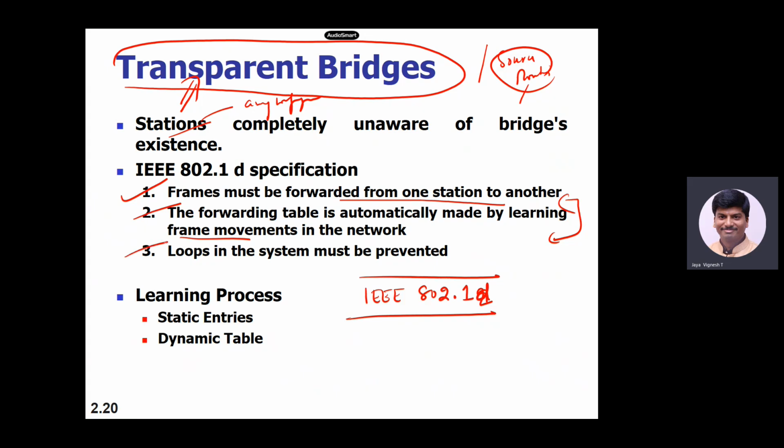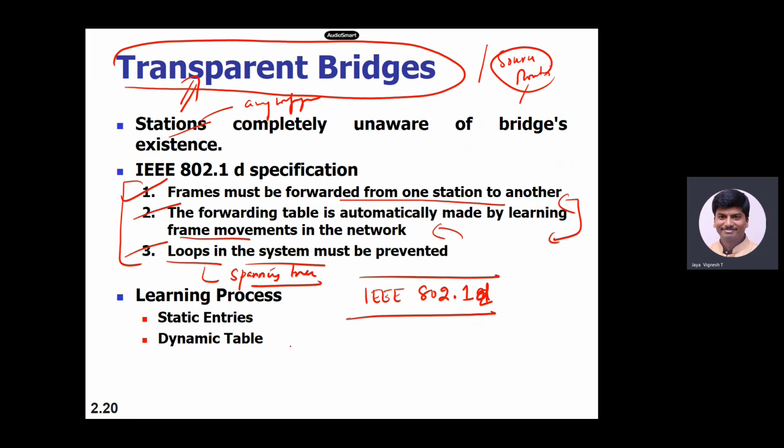And the third important point here is there is a problem that can happen, which is called loops, right? So the IEEE 802.1D spec says the loops should be prevented. So how are you going to prevent the loops? We are going to understand how these bridges implement an algorithm called the spanning tree algorithm. So the focus of this lecture is going to be understanding how these IEEE 802.1D specifications are basically being implemented, and how these problems of loops are getting resolved. How is the learning process happening? All this is going to be the focus of this.